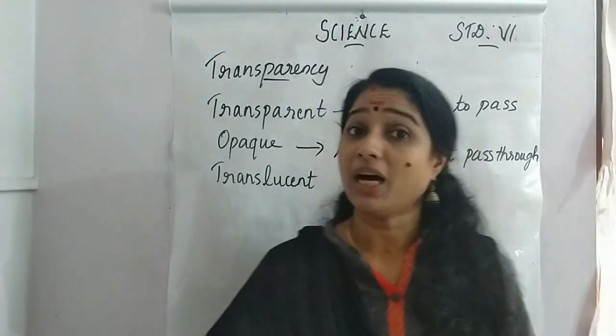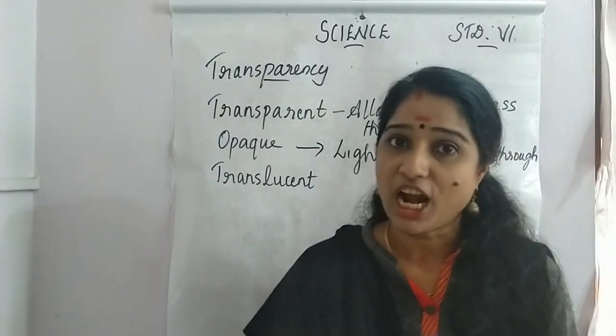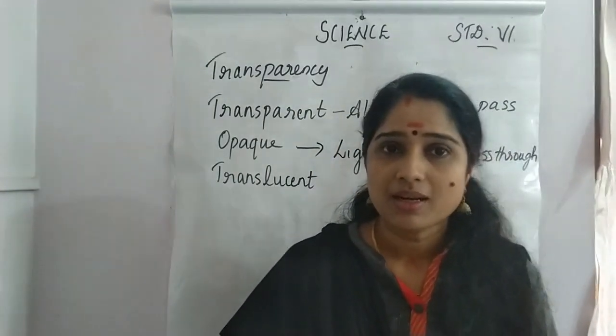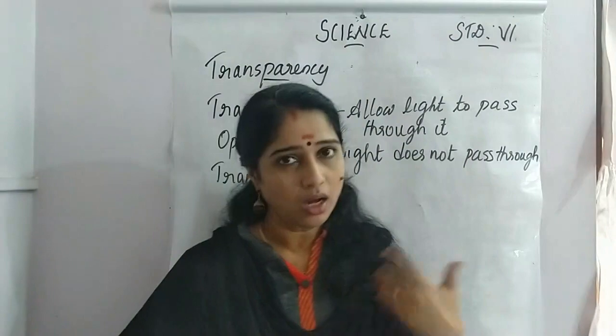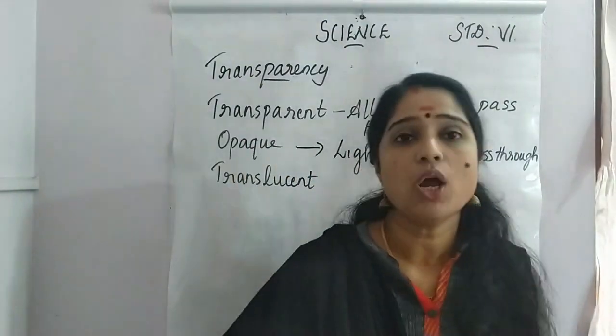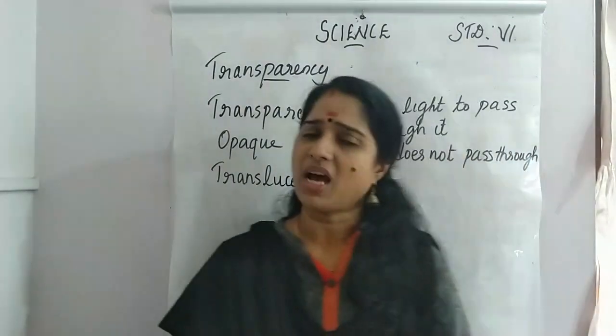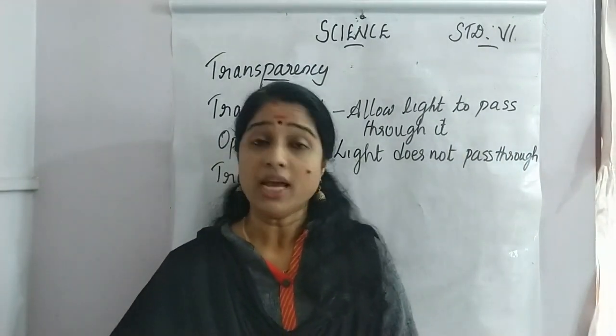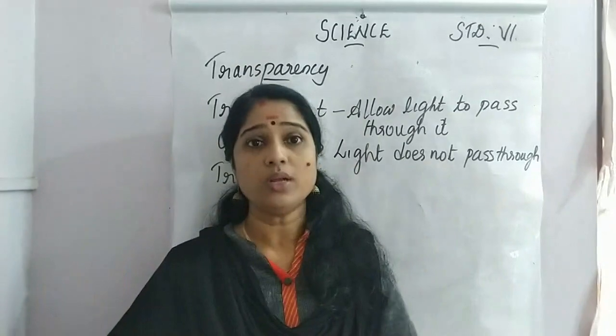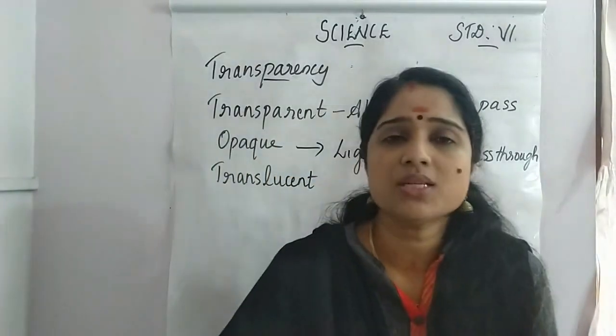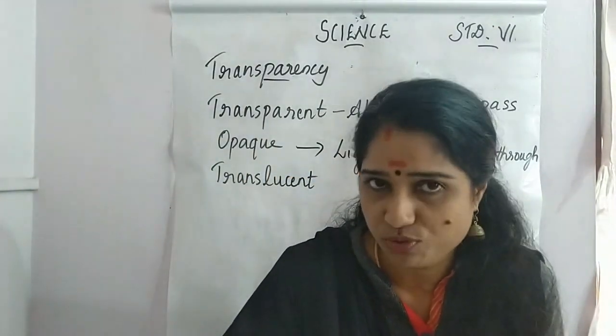When we stand in the path of light, only shadows will be formed, isn't it? Light cannot pass through our body. Our body is also an example of an opaque object. A book is an example of an opaque object. Some plastics are examples of opaque objects. You know the wall, the door, etc. are examples of opaque objects.